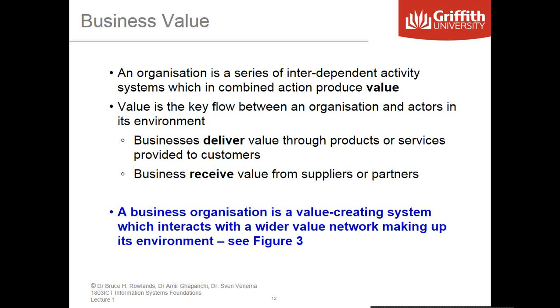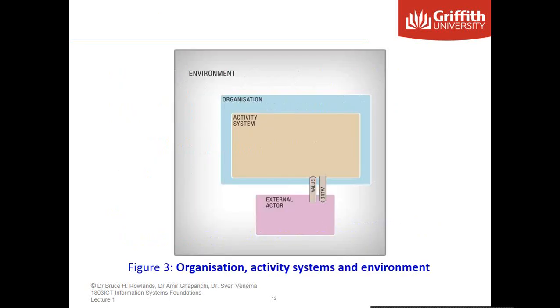Okay, so a business organization is a value-creating system which interacts with a wider value network making up its environment. Okay, so this is a diagram that's showing a little bit of that, and we're going to talk through these as we go. We'll add a little bit to this as we go through. So at the moment, we just see the organization and the activity system. There's an external actor, and the external actor could be a person, it could be a company, and you'll see that there is some exchange of value between those.